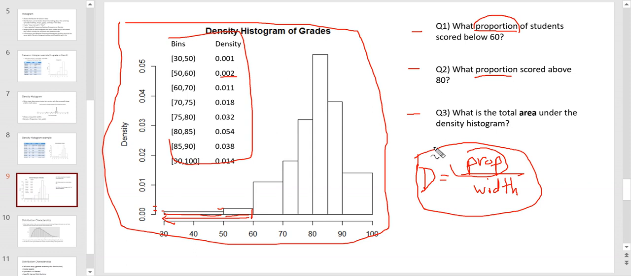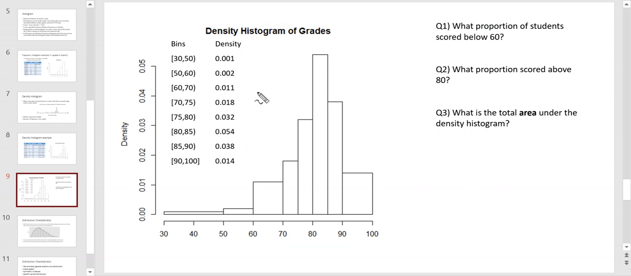If you look at it geometrically, proportion in a density histogram, listen carefully, in a density histogram, proportion, whether you saw it through the formula or you realize this visually, proportion is equal to the area. So you have to see what range you're interested in, so below 60. So I'm going to shade the area of the histogram below 60. If I can get this area and add it to this area, I will answer this question.